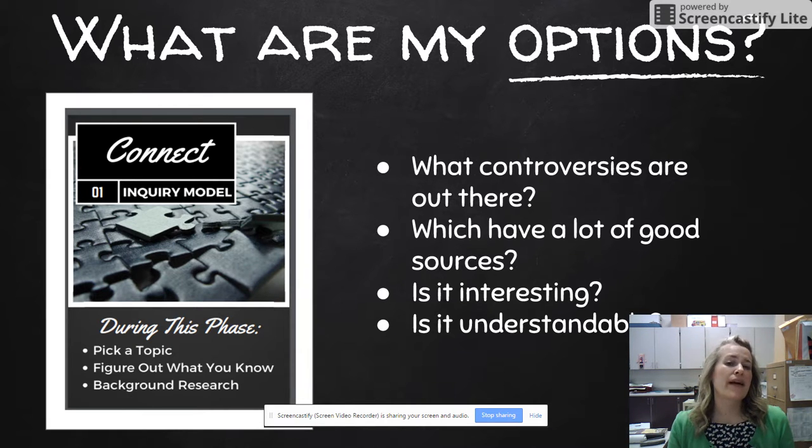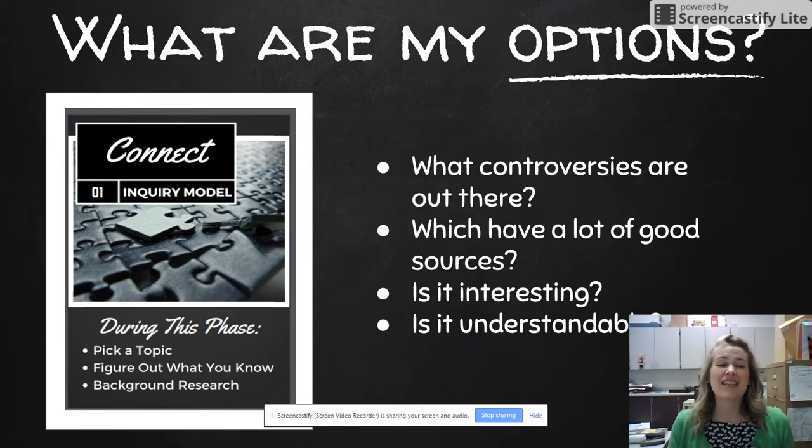I don't think you're going to want to pick a controversy where there isn't a lot of research about it. It's going to make your life more difficult, and it's going to be more difficult to put an argument together if you can't find a lot of those other sources. We also want to know, is that controversy interesting? You're going to be spending a significant amount of time with it, so you don't want to pick something that's boring. You really want to be engaged in that particular controversy.